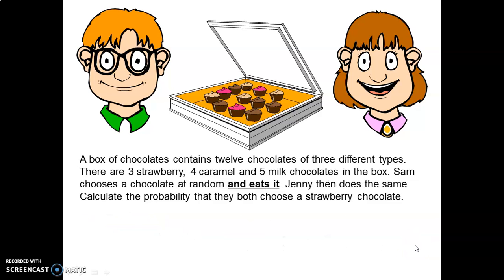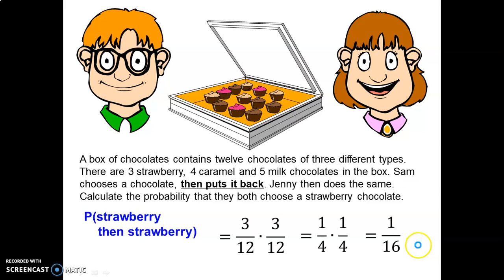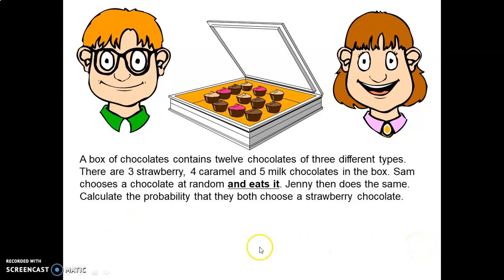Now let's flip this problem around a little bit. Notice everything stays the same except for the bolded and underlined text. In this scenario, Sam now has some manners. Instead of putting the chocolate back, he eats it. Whether he likes it or not, he's going to finish it because he took it. All right, so he grabbed the chocolate, eats it. Now Jenny reaches into the box and grabs the chocolate as well. We're looking for the same situation. What's the probability they will both choose a strawberry one?